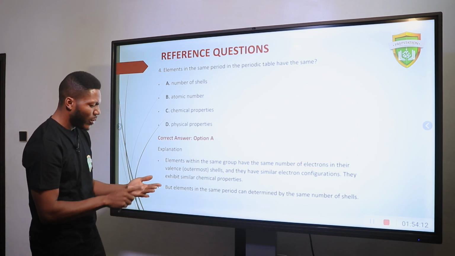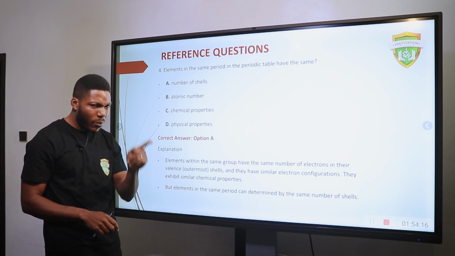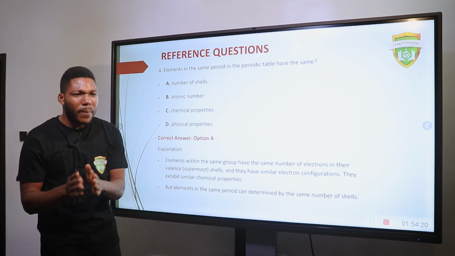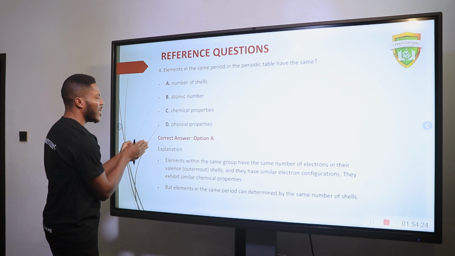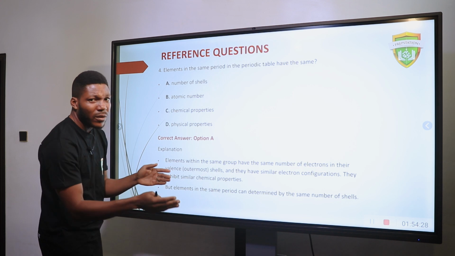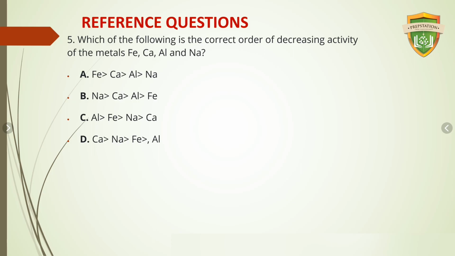Valence electron is best explained in terms of their group, because the same number of valence electrons is their group number, but different shells. The same shell belongs to what? The same period, but different what? Atomic numbers. All right. Then which of the following is the correct order of decreasing activity of metals?